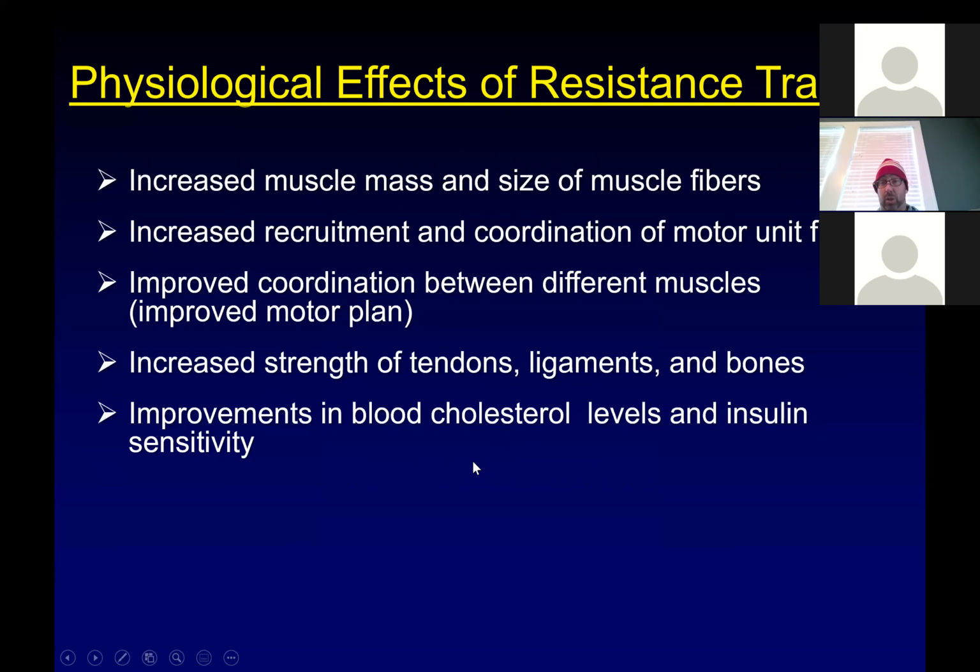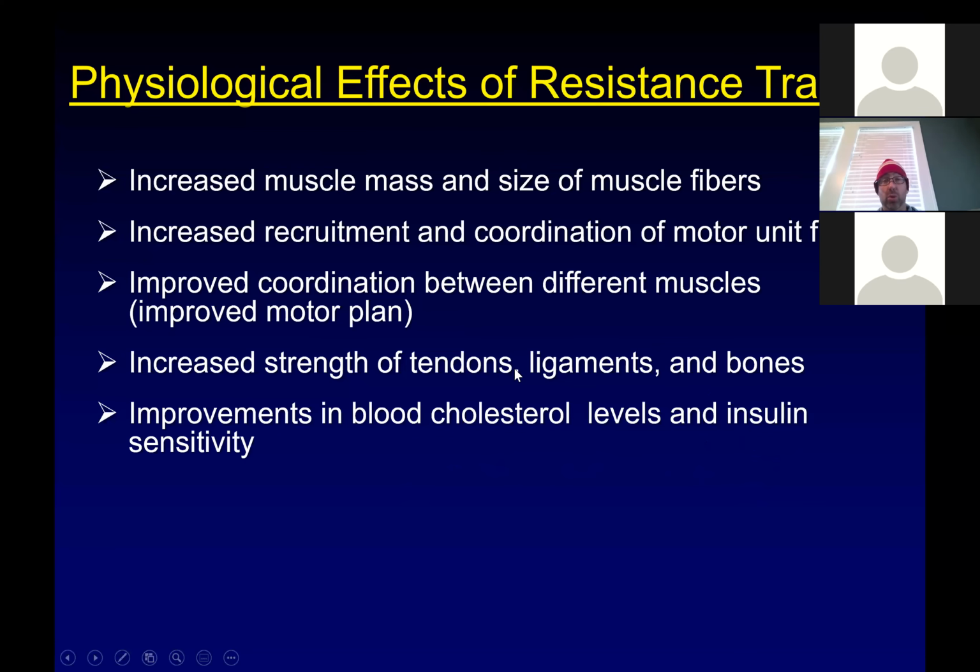altering our blood cholesterol levels. It's going to lower LDL cholesterol and increase HDL cholesterol, which means we're at less risk of developing atherosclerosis and high blood pressure and coronary artery disease. And having more muscle and doing contractions is going to improve our insulin sensitivity, which is one of the things that tends to become a problem as type 2 diabetes develops.